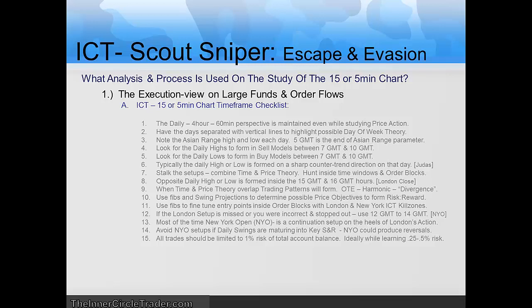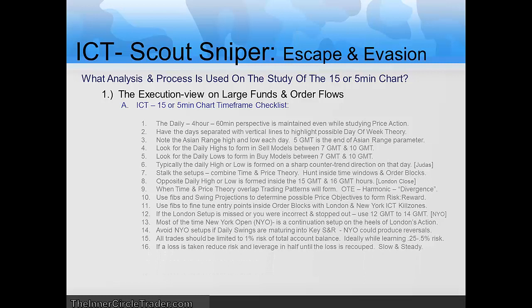All trades should be limited to 1% risk of total account balance. Ideally, while learning, 0.25, in other words, 1/4 of 1% to 1/2 of 1% risk should be the beginning trader's parameters for maximum risk exposure. And as you get more consistent, obviously you can move towards 1% risk. But I would certainly advise you not to go above 2%, even though it's commonly driven down our throats that 2% is the industry standard. Most professionals do not trade with 2%.